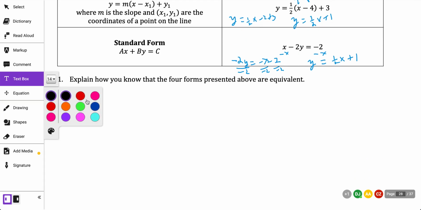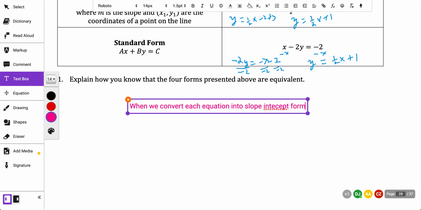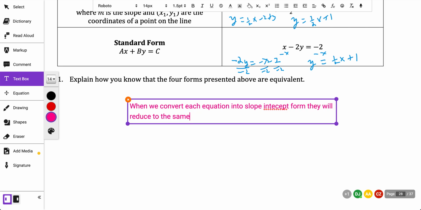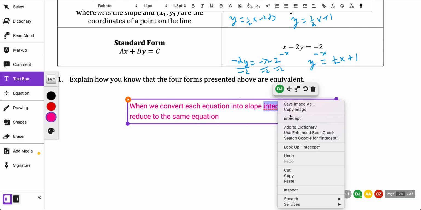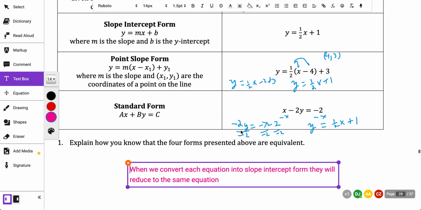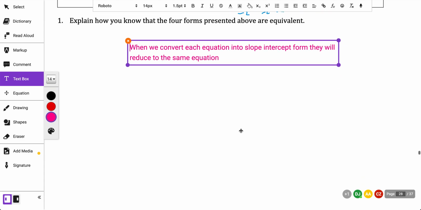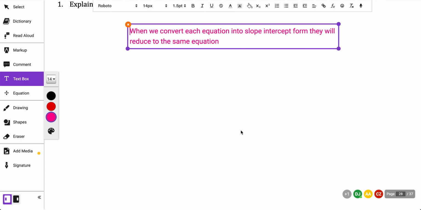So let's go ahead and write that. When we convert each equation into slope-intercept form, they will reduce to the same equation. And that's how I know that they're equivalent. Okay, so it doesn't matter what form it is, whether it's standard, point-slope, slope-intercept, or what we learned this year, recursive form. They're all different ways to write the same equation.